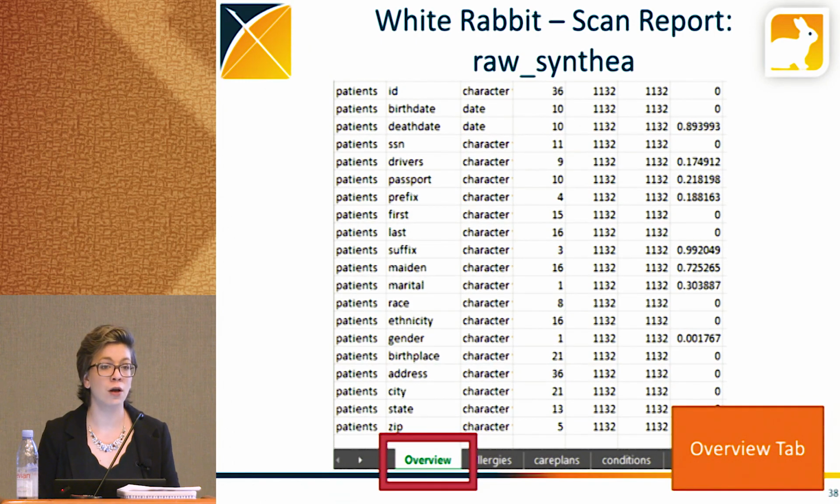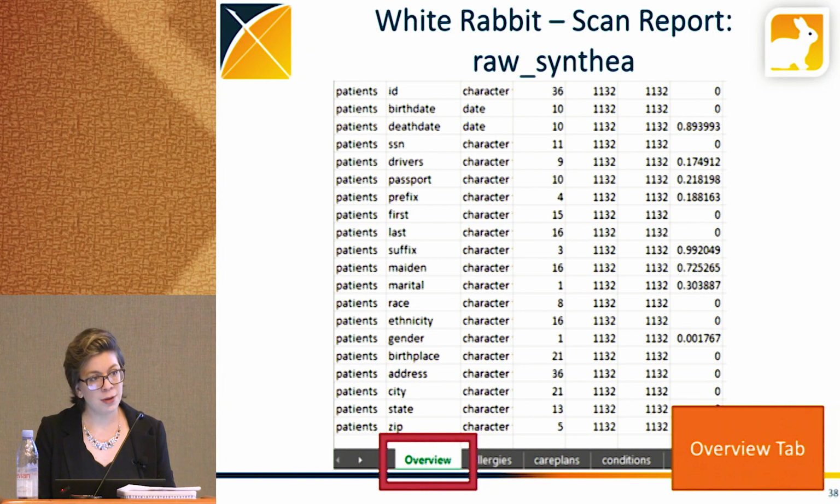You might have columns that are just not blank, and so you've learned something. Oh, well, maybe this column is completely blank or mostly blank. Maybe I don't need to worry about importing it into my common data model because it doesn't seem to contain any information anyway. So the first tab is really an overview of what's going on in your database.